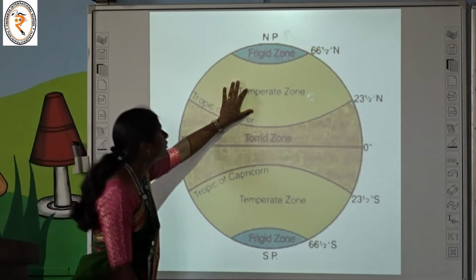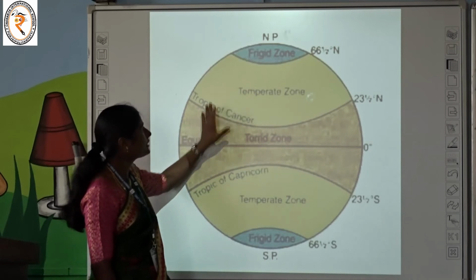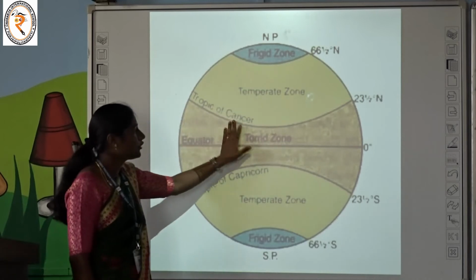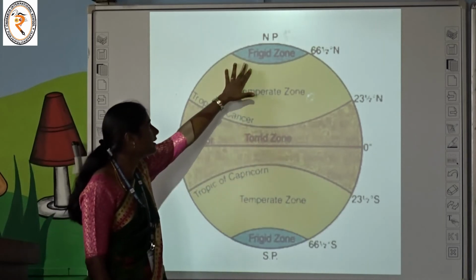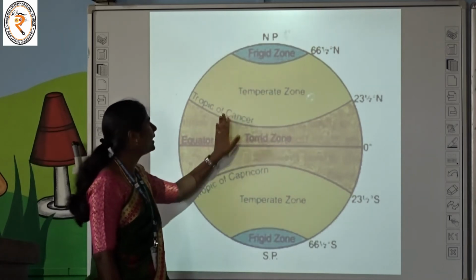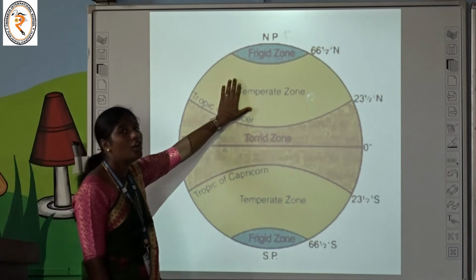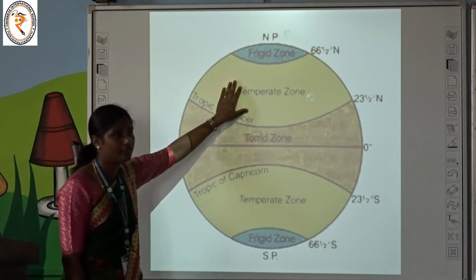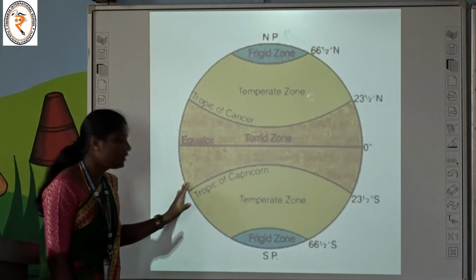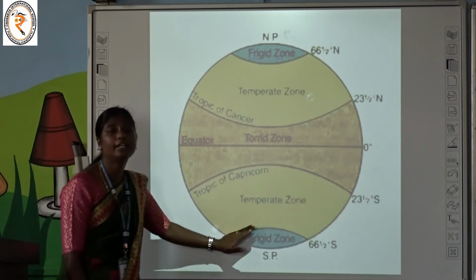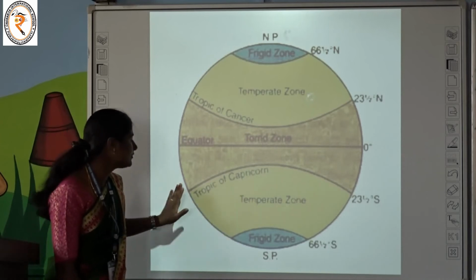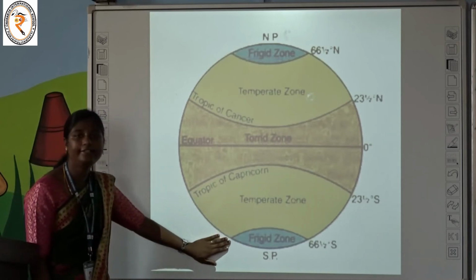Temperate zone. So it starts by the Arctic Circle and ends by Tropic of Cancer. The temperate zone starts from Arctic Circle and ends by Tropic of Cancer in the northern hemisphere. And in the southern hemisphere, the temperate zone starts by Tropic of Capricorn and ends by the Antarctic Circle.